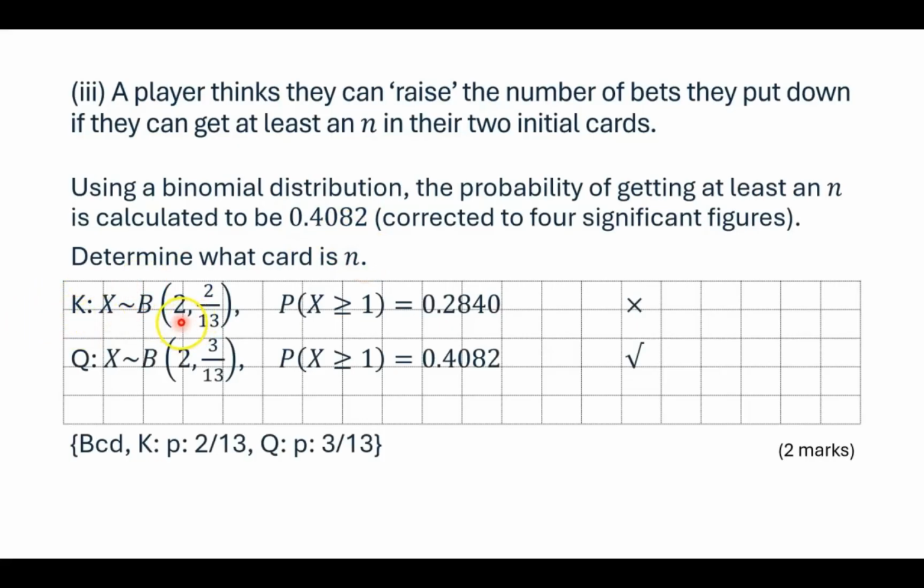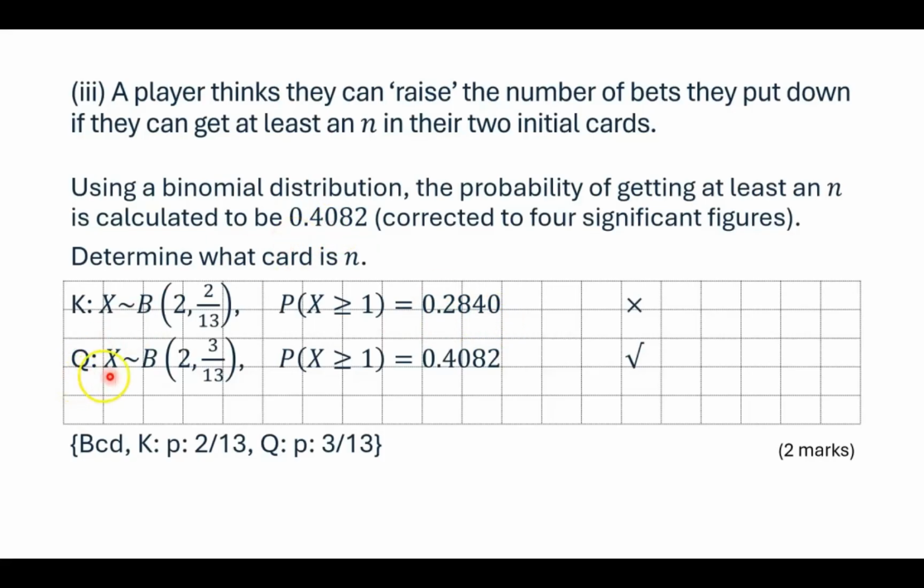So again, binomial distribution, 2 cards initially. But now the probability of success, that is P, is 2 over 13, because you can either get a K or get an A, and in both cases the player will raise the bet. So in the same trick, you just calculate this probability and you will get this number, which is not the same as this. So you now try the next one.